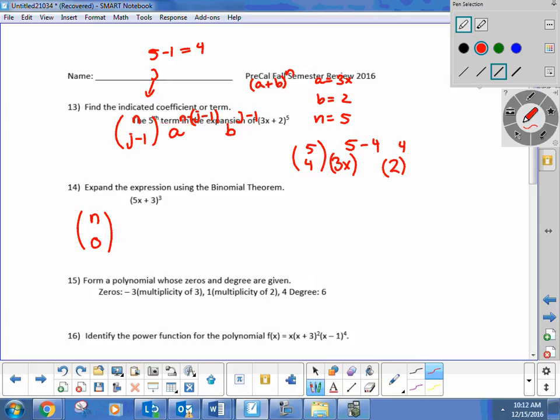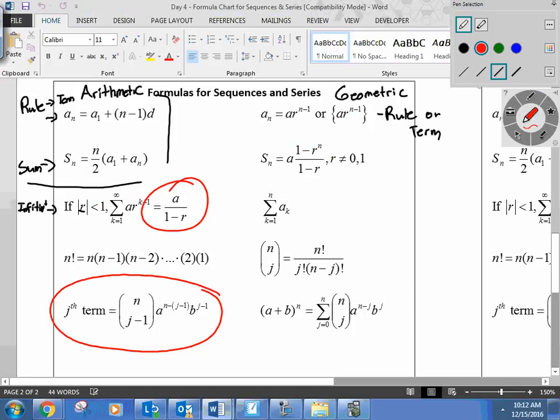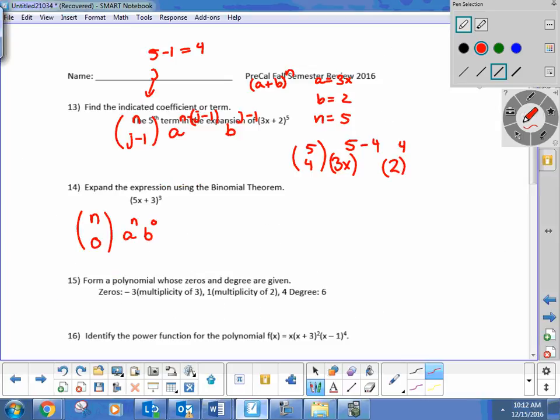And then afterwards you went a to the n, b to the 0. I wonder how they have it written actually on the formula chart. Yeah, it's written like this, n minus j, and the j is the term you're going to. J is being 0. But the thing that's important about this is a couple of things. First of all, this is going to go down in value in each step. This is going to go up, down, and up.